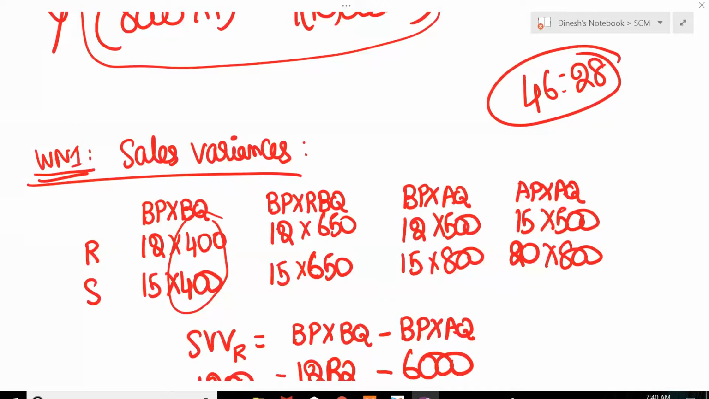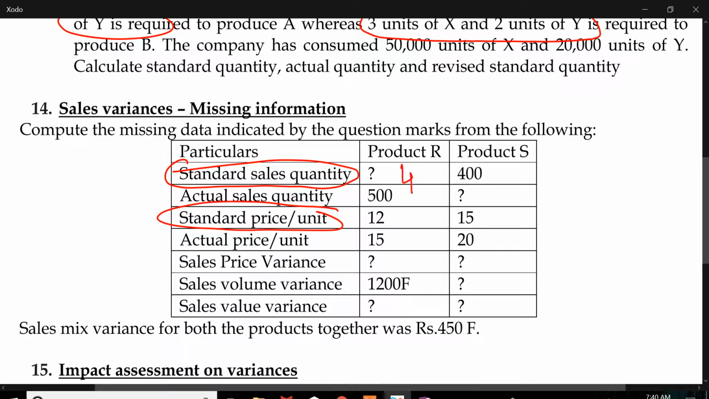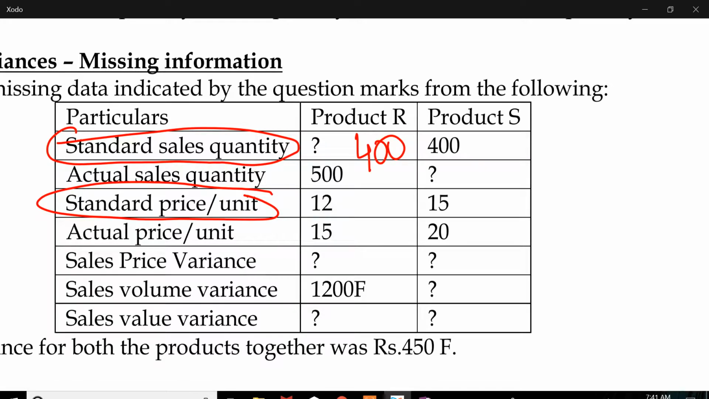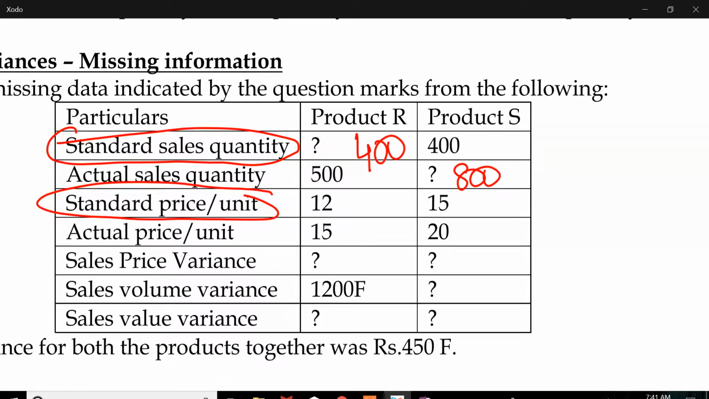Can we proceed? Now let's look at those question marks and keep answering them. Any doubts till now? Now write standard sales quantity of R equal to, we have already computed, what is that? 400. Standard sales quantity of R equal to 400. Actual sales quantity of S equal to how much? 800. Actual sales quantity of S equal to 800.